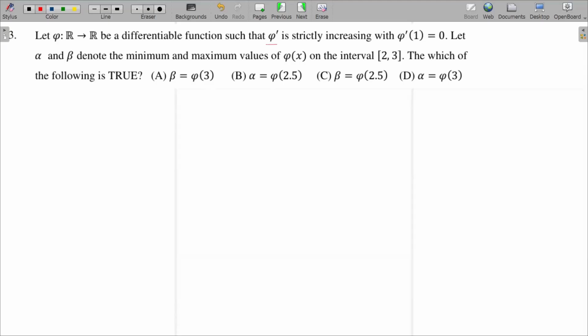Okay, look at this. What do you mean by phi dash is increasing? So can I write phi dash x is going to be greater than phi dash 1? It's strictly increasing throughout, so for all x bigger than 1. Fine. That means, but then phi dash 1 is 0. So phi dash x is bigger than 0 for all x bigger than 1. So after 1, phi dash is positive. But the derivative is positive. What can you say about phi then?